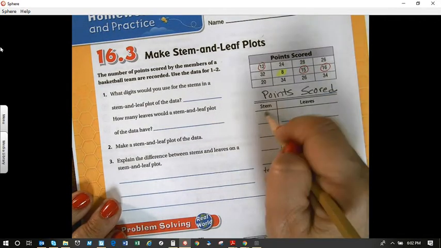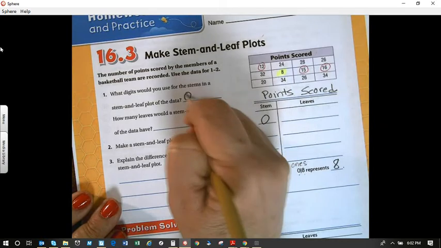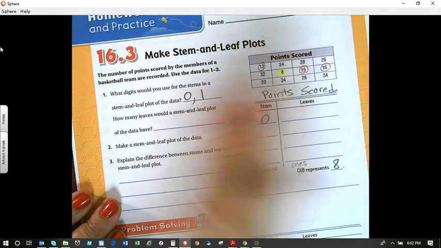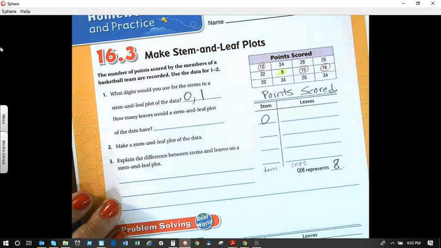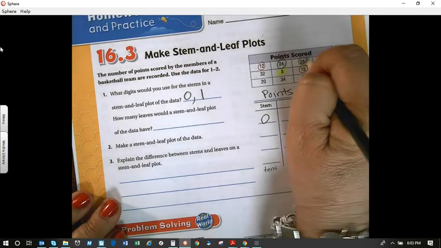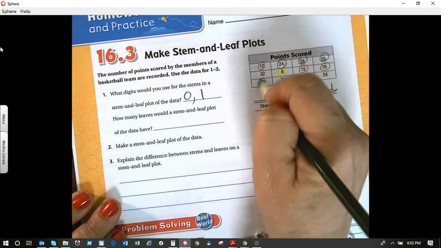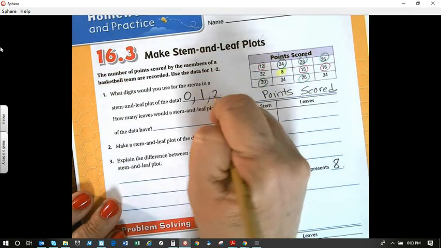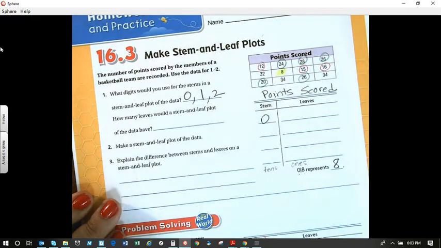So my stem would have a 0. I see that it'll have a 1 in my 10s. I'm looking for a 2. Here's a 2. And then it'll also have a 3, because I have the 3 10s.